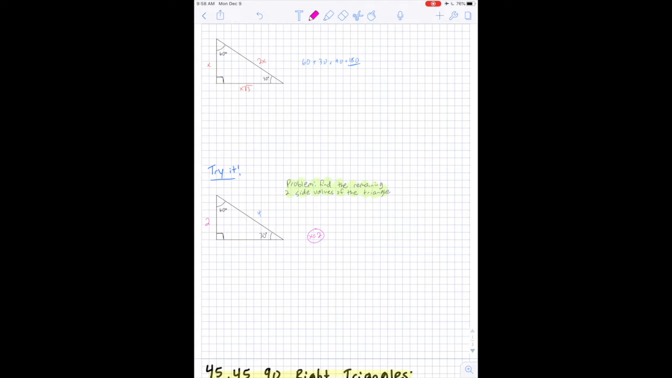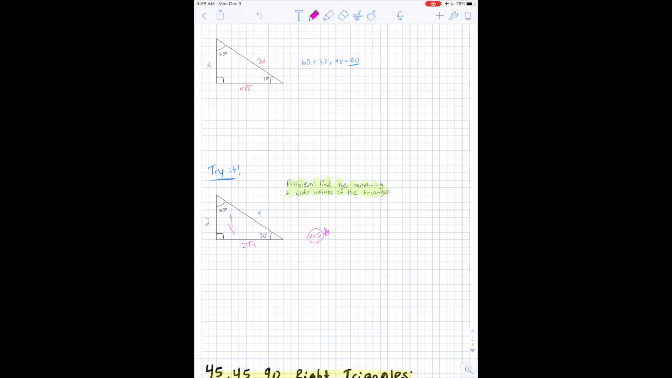Now, what about opposite the 60 degree angle? That's x times the square root of 3. It's not hard, I promise. All you have to think about is, what's x? Our x value is 2. Now it's just going to be x times the square root of 3, or 2 times the square root of 3.